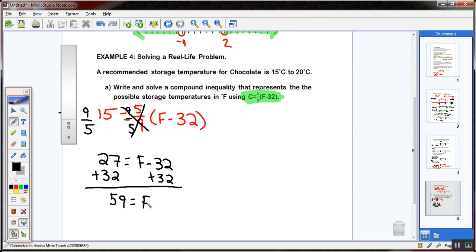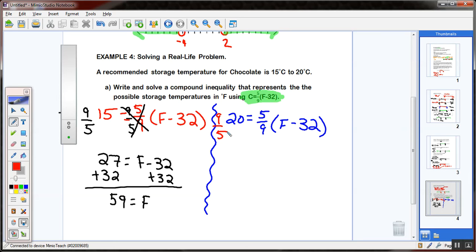Now we need to do the same exact thing for the high end in Celsius. 20 degrees, so let's do that. In this formula, what am I plugging in for C? So 20 degrees Celsius is equal to 5/9 times F minus 32. How am I going to get rid of that fractional coefficient again, kids? Times the reciprocal. I like how you said that. Say that again. Times by the reciprocal. That's awesome. I'm going to say that all day now.